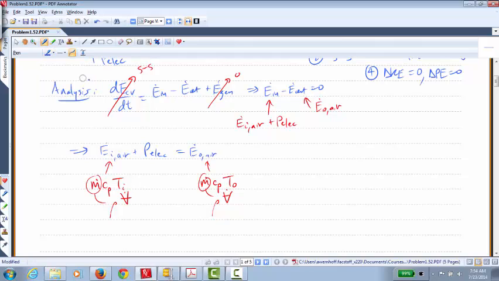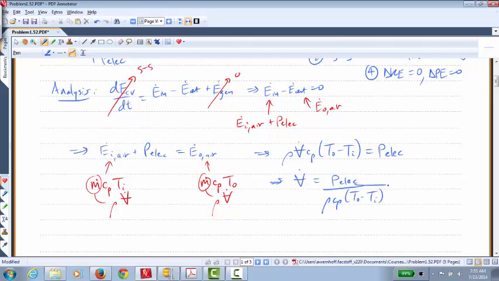So what we can do then is rewrite this equation and combine some terms together. What we get then is rho V̇ c_p (T_o minus T_i) is equal to P_electric. Or we get our answer in terms of just the parameters, but not the numerical values. V̇ is P_electric over rho c_p (T_o minus T_i).